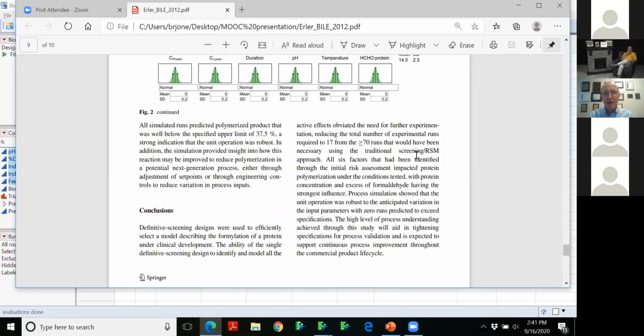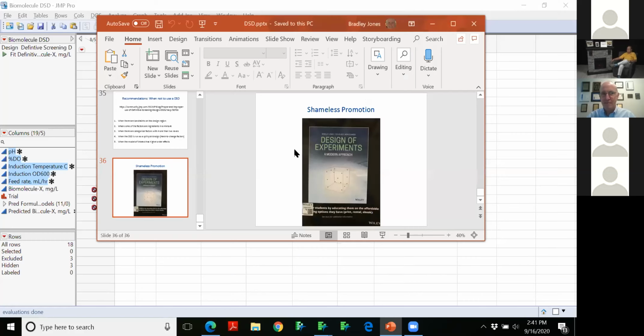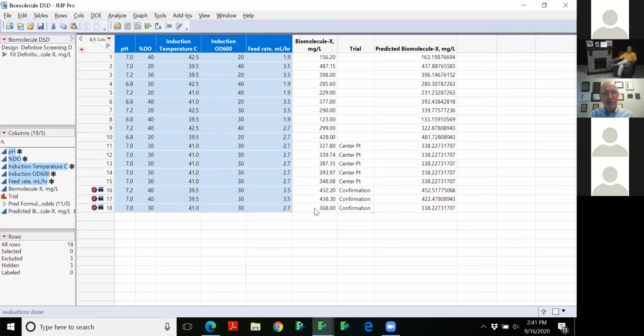So what they did: definitive screening designs were used to efficiently select a model describing the formulation of a protein under clinical development. The ability of the single definitive screening design to identify and model all the active effects obviated the need for further experimentation, reducing the total number of experimental runs required to 17 from the greater than 70 runs that would have been necessary using the traditional screening followed by RSM approach. So they were lucky in the sense that I talked about before. They found an adequate model, even though they had way more than 3 factors. Okay, now here's the example that I wanted to show you.